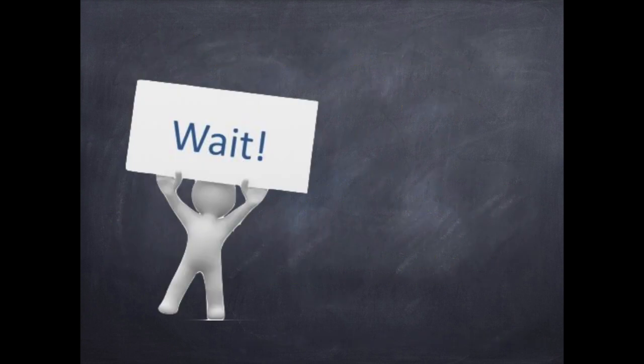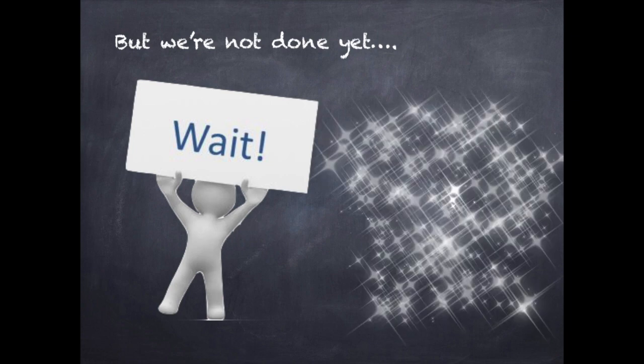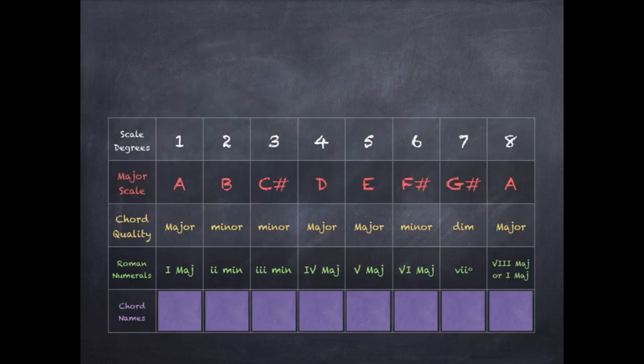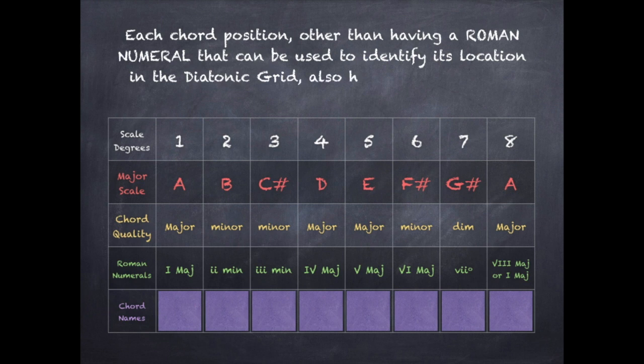But wait, we're not done yet. Besides Roman numerals, there is another universal naming tool that we use in music for each of the chords in the diatonic grid. Each chord position, other than having a Roman numeral that can be used to identify its location in the diatonic grid, also has a musical name. So looking at our A major grid again, the correct chord names identify the position of the chords within the scale.